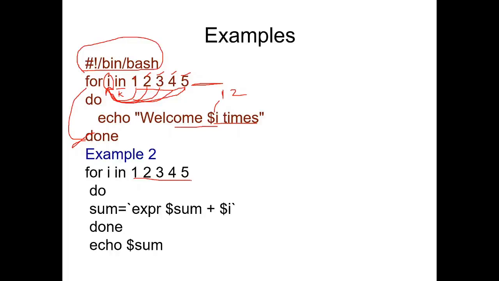This is another example. See, we have used the same numbers, 1, 2, 3, 4, 5. Now here we have used a different statement, $sum plus I. It is going to add the sum value plus I and store it in sum. When the condition is false, it is going to come out, and whatever is stored in sum, it is going to display on the screen. Even this keeps on repeating until the whole list is checked.